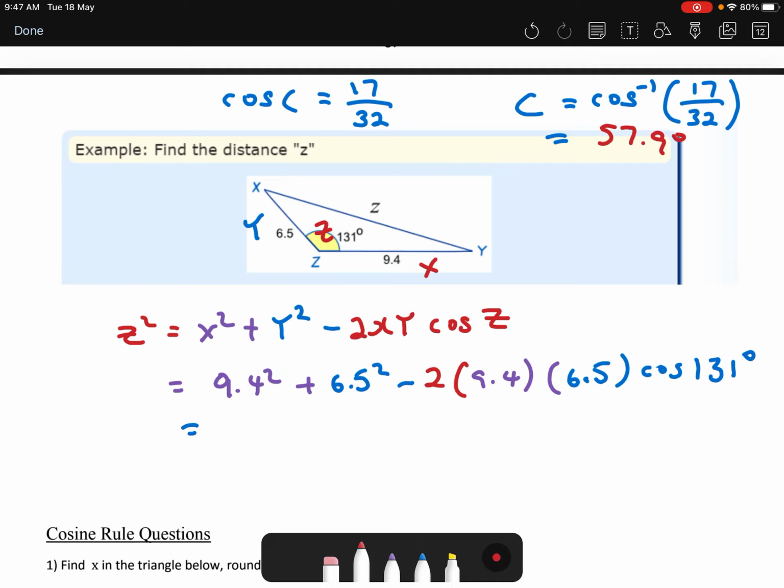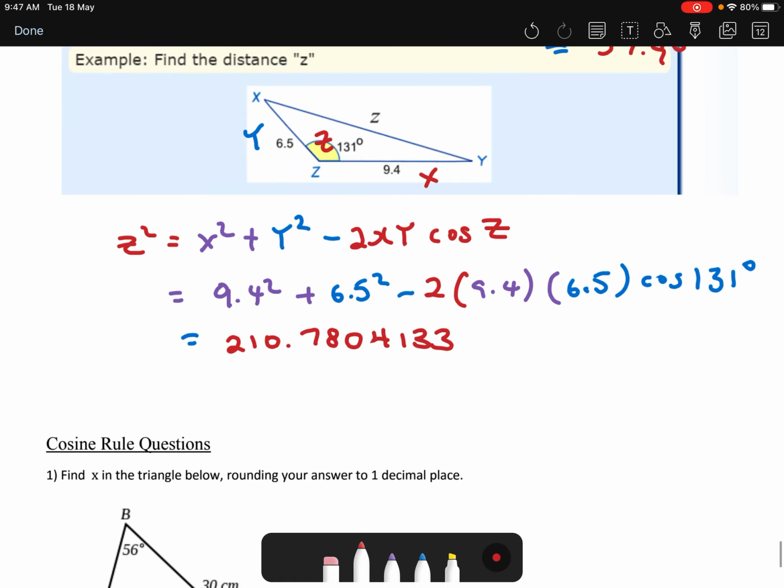So Z square you will get about 210.7804133. Then you just square root left and right hand side to get your Z. So your Z should be about 14.5. Okay, so this is how you use your cosine rule.